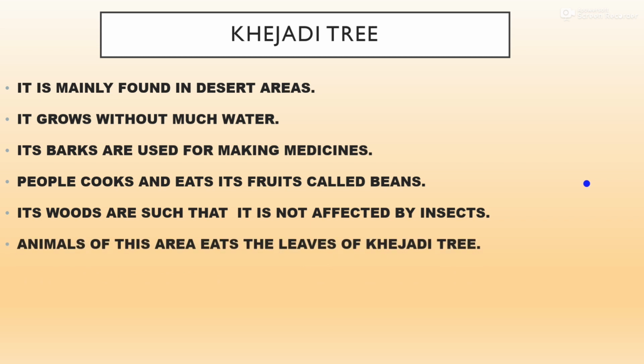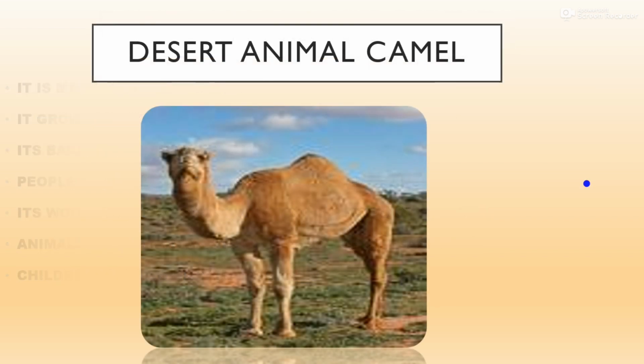Animals of this area eat the leaves of the Khejri tree. So the desert animals who live in that area eat the leaves of the Khejri tree. Children like to play in its shade under the tree. Sorry, here is a grammatical mistake: it will be 'children like'.